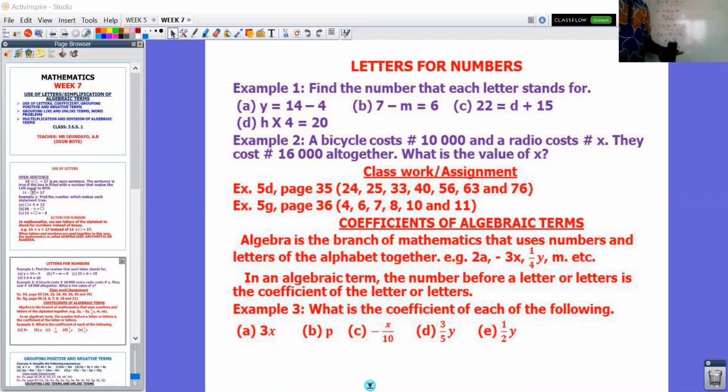Then question D. We said h times 4 equals 20. What do you need to multiply by 4 for you to get 20? I believe we can all do that as well. Send in your results for that.